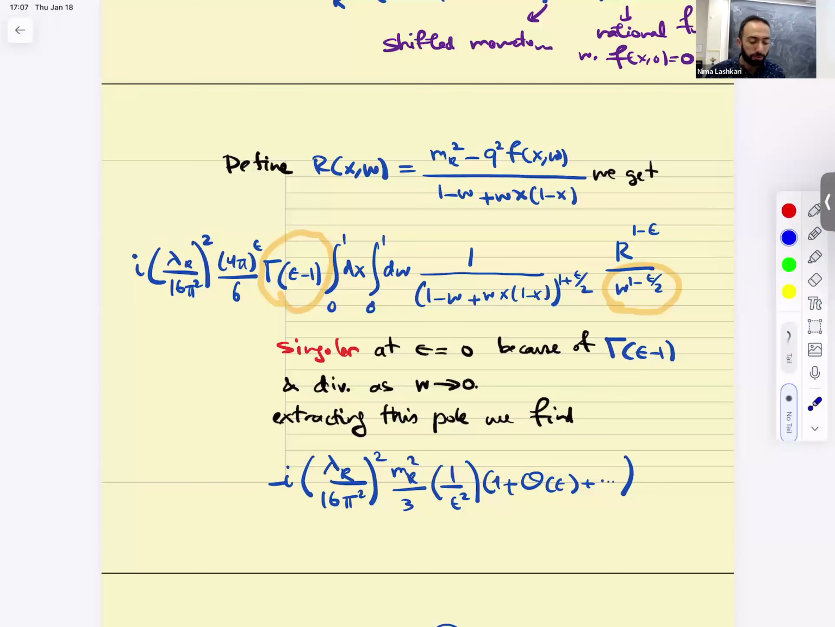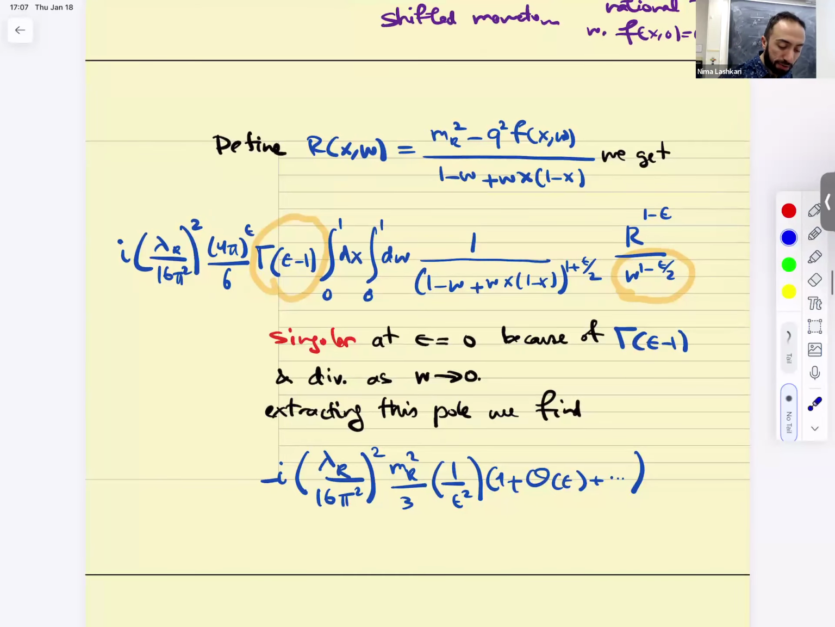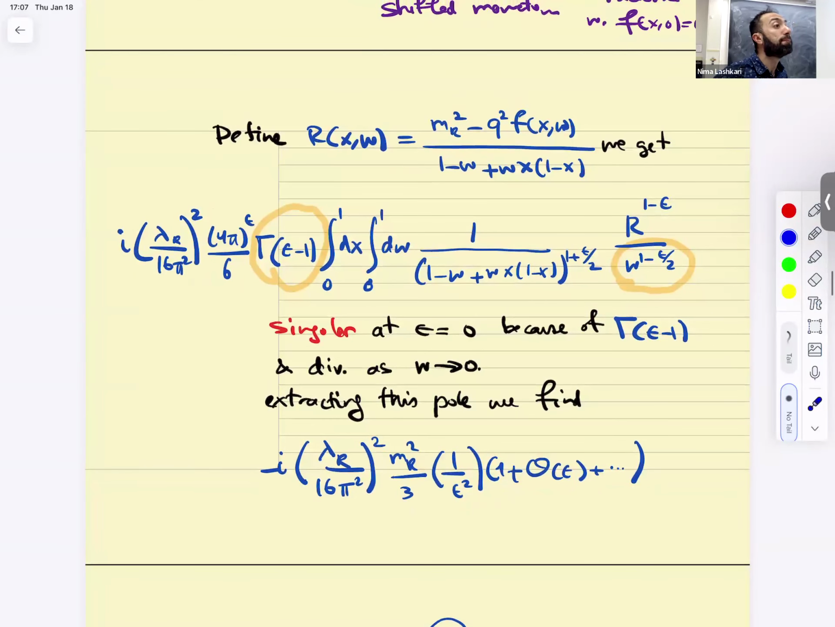You'll go through this type of calculation in your homework at some point. Good? The 1 over epsilon squared is expected because it's two loops. Yeah, absolutely.